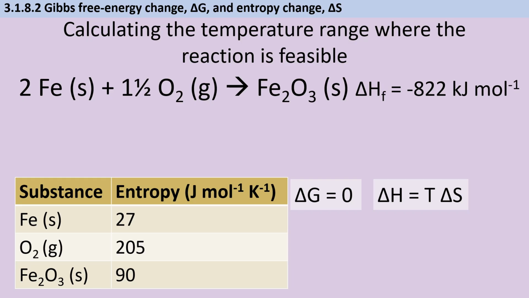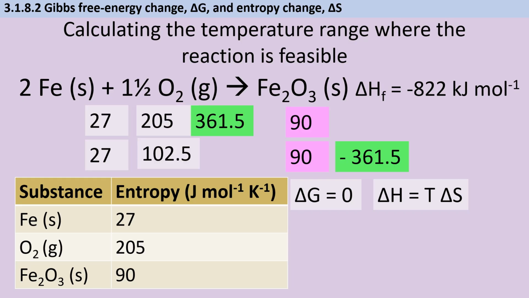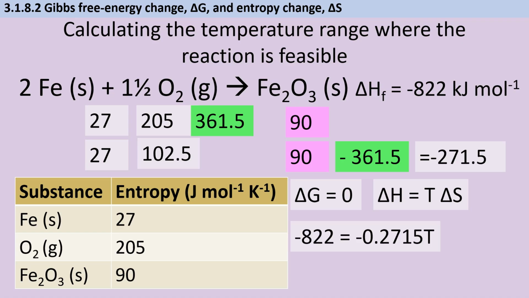So we work out entropy in exactly the same way as we did before, bearing in mind that we're then going to have to take that value and convert it into kilojoules per mole per Kelvin, so divide by 1,000, and then we can plug this into our question. So we're looking for the point at which minus 822 is equal to minus 0.2715 multiplied by T, which is the temperature in Kelvin. And if I solve that, I'm going to get an answer of 3068, and I can say that this reaction is going to be feasible all the way up to that temperature.